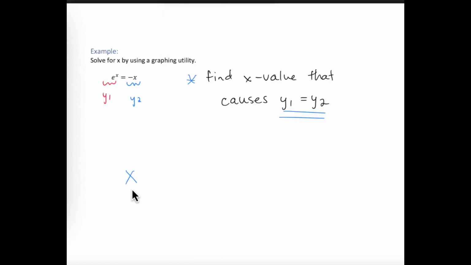So let's round that to 3 decimals, and we'll do this to indicate that it's an approximation. So it's negative 0.567, and this is the solution to our equation. We had to use the calculator to find this answer.